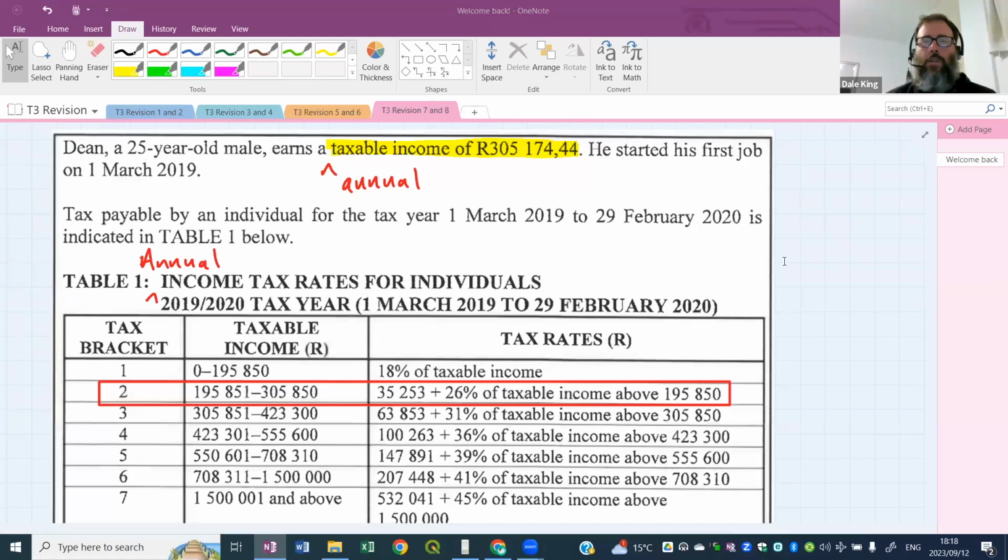It happens. We were doing tax tables. We're working out Dean's monthly taxable income using this tax table. Highlighted is his gross annual income, and in the table we're working with bracket 2. Well done. A lot more people giving us a thumbs up. All right, a couple more seconds and then we'll give it a bash.